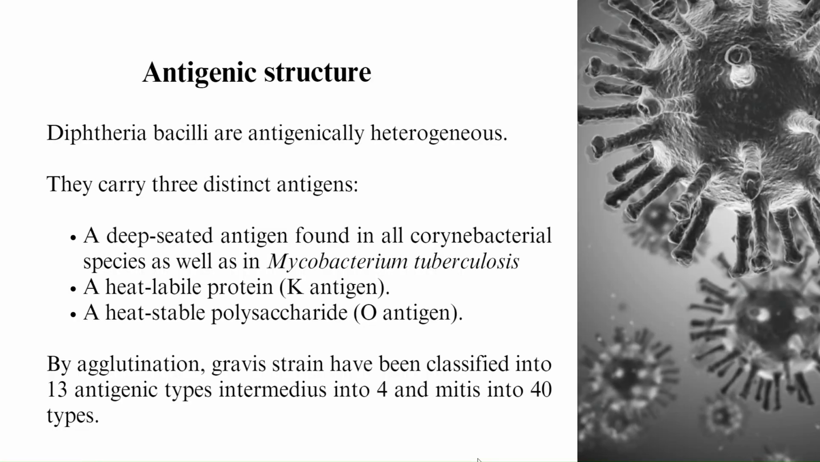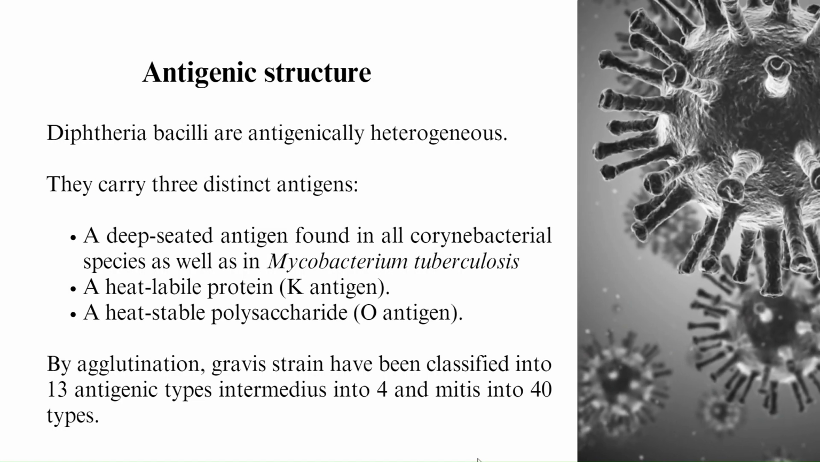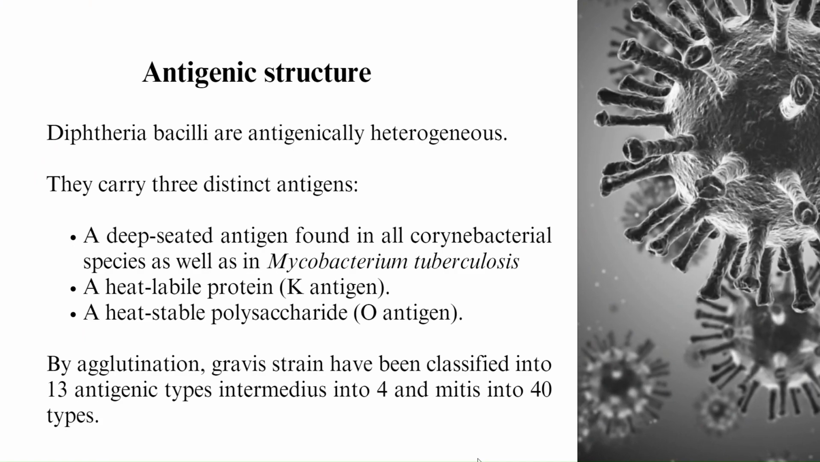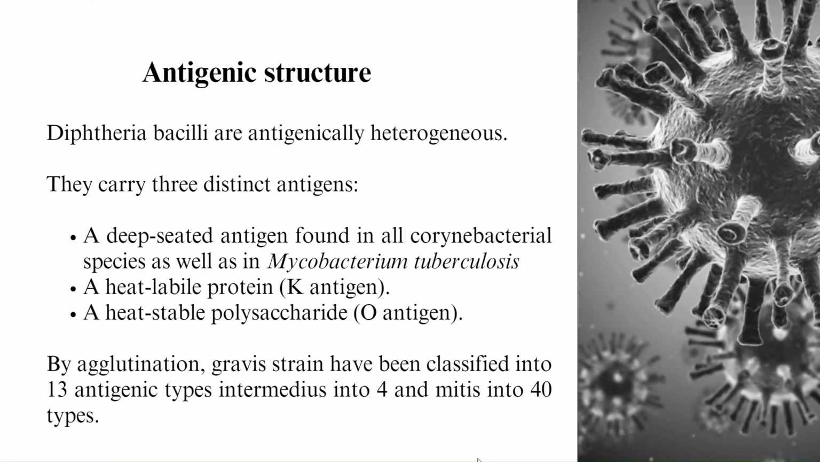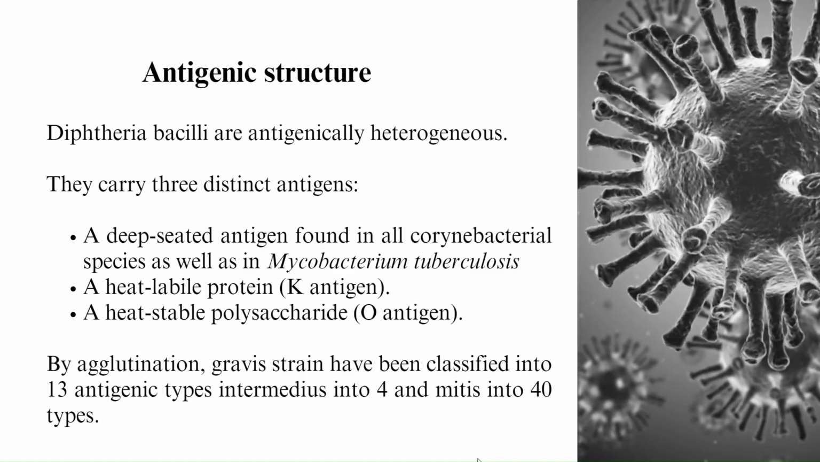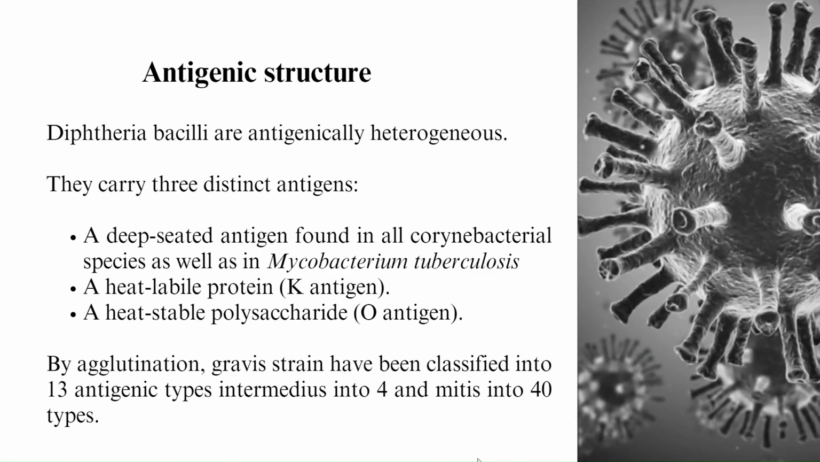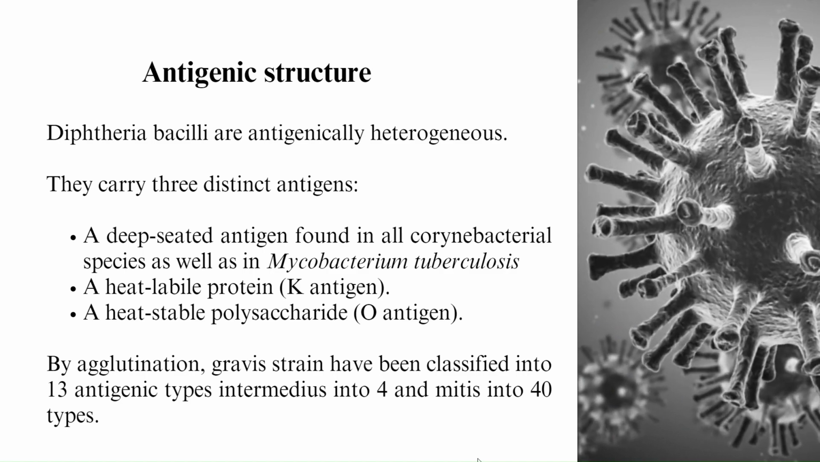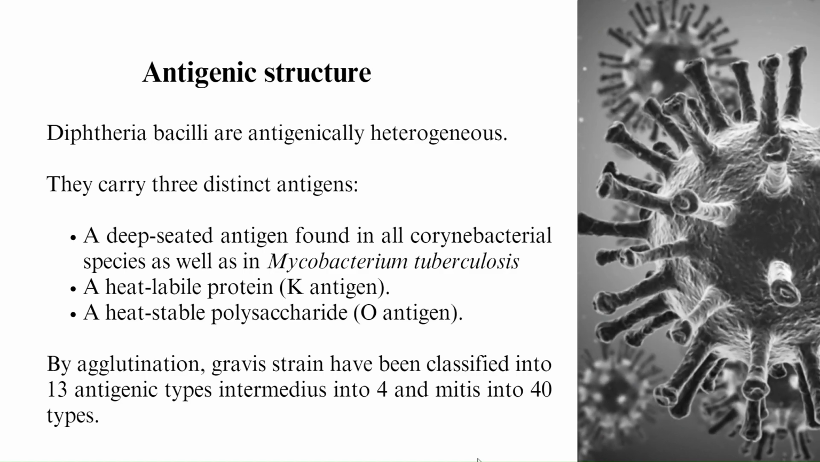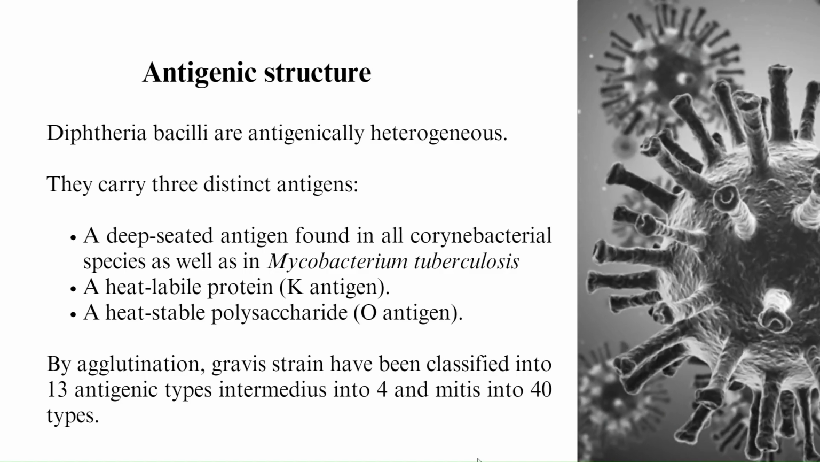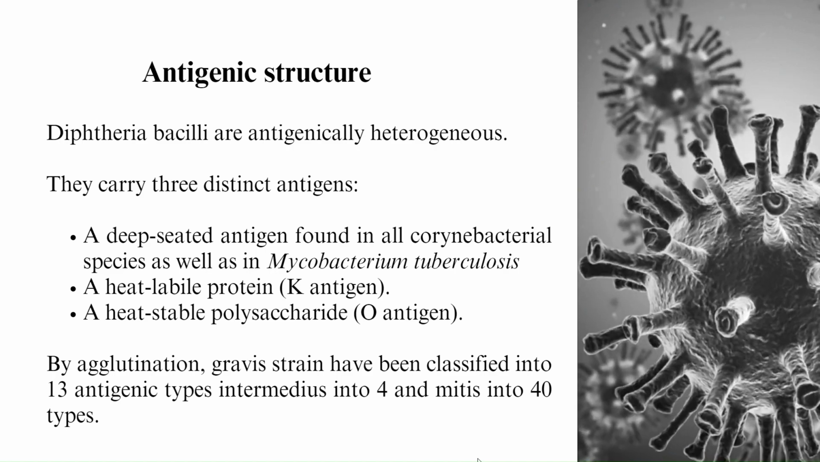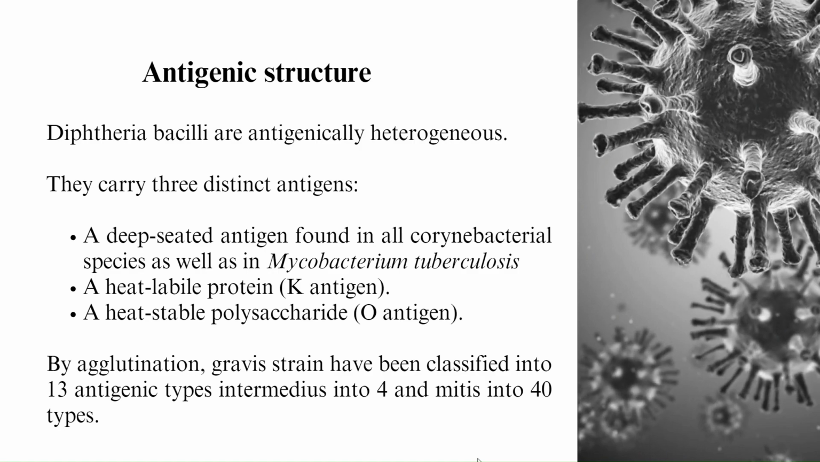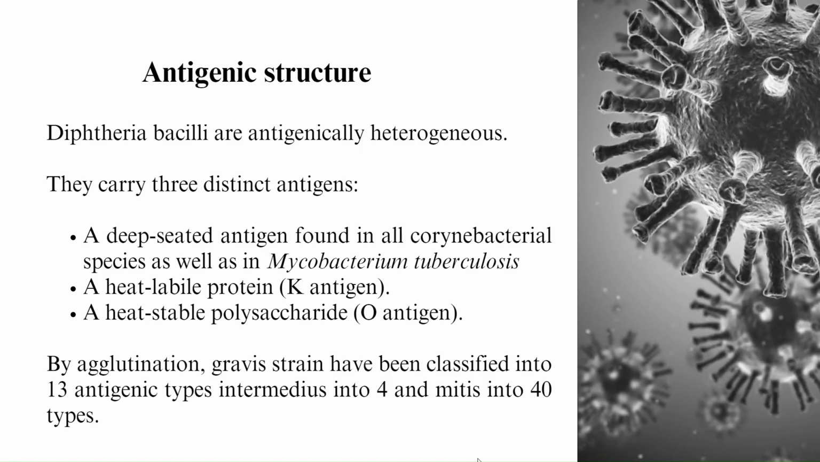Antigenic structure. Diphtheria bacilli are antigenically heterogeneous. They carry 3 distinct antigens: a deep-seated antigen found in all corynebacterial species, as well as in Mycobacterium tuberculosis; a heat-labile protein, K antigen; and a heat-stable polysaccharide, O antigen. By agglutination, gravis strains have been classified into 13 antigenic types, intermedius into 4, and mitis into 40 types.